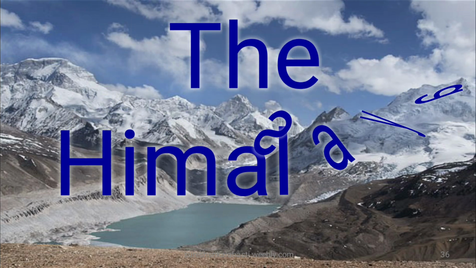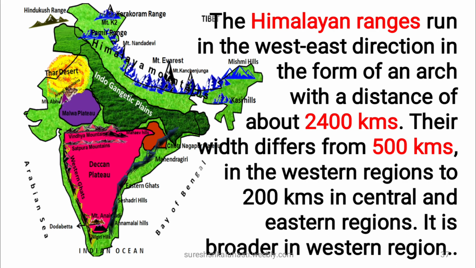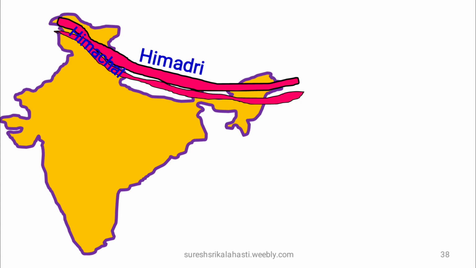Now we are going to discuss deeply about the Himalayas. The length of the Himalayas is nearly 2400 kilometers, like an arc from Arunachal Pradesh to Jammu Kashmir. Its width differs from 500 kilometers to 200 kilometers from Jammu Kashmir to Arunachal Pradesh. So these are the parallel ranges of the Himalayas.